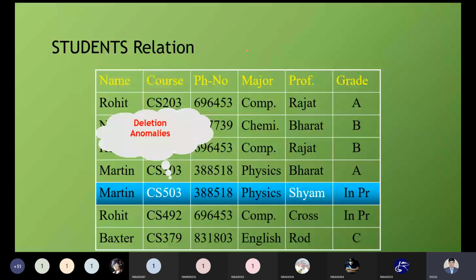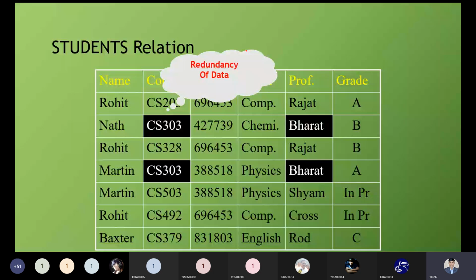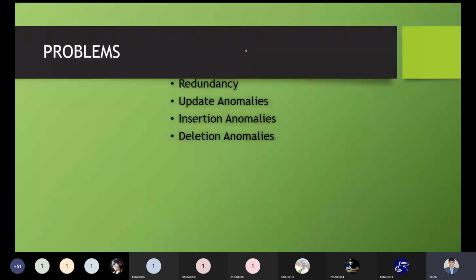Yes, here in these different kinds of anomalies, or four different issues we have: redundancy, update anomalies, insertion anomalies, and deletion anomalies. Student, please tell me any doubt in these four different problems, and these four problems justify the need of normalization. Yes, please tell me any doubt from this point.